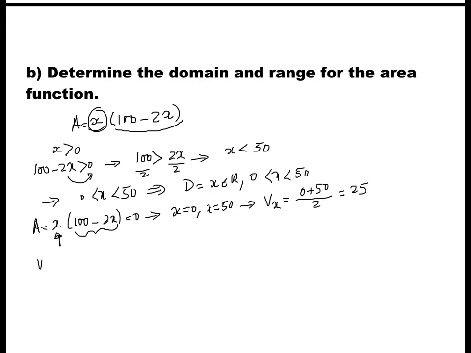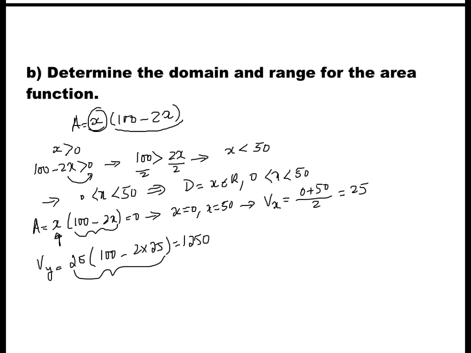To find the y coordinate of the vertex, we are going to substitute this x value back into the equation. I get 25 times 100 minus 2 times 25. If we evaluate this using our calculator, we get 1250. This tells us that the maximum area, or the y coordinate of the vertex, is 1250.